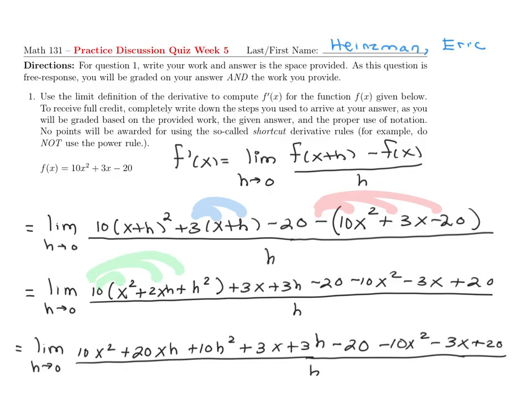It's at this stage where I would try to cancel as many terms in the numerator as possible. So I have a 10x squared and a 10x squared. One's positive, one's negative. Those cancel. We also have a positive 20 and a negative 20. Those cancel. And then we have a plus 3x and a minus 3x. The only stuff that is left over is going to be the 20xh, the 10h squared, and this 3h. I'm going to copy that down on the next slide.